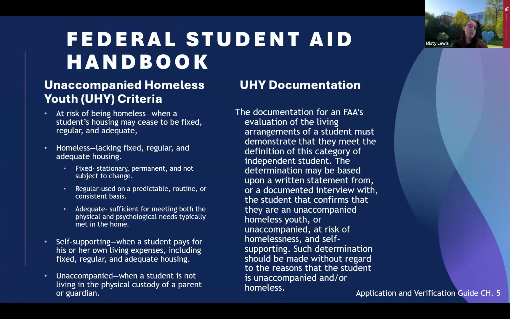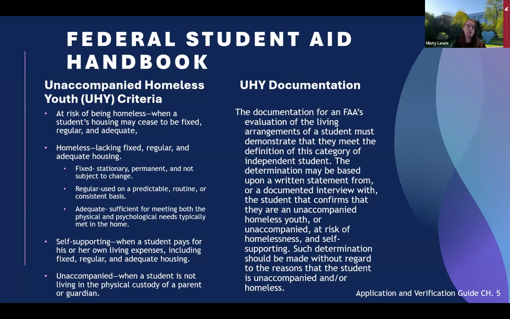The unaccompanied homeless youth criteria is that they could be at risk of homelessness. This means their housing that they currently have may cease to be fixed, regular, and adequate. The homeless of lacking fixed, regular, and adequate housing, with fixed defined as stationary, permanent, and not subject to change. Regular is used on a predictable, routine, or consistent basis, and adequate means they are sufficient for meeting both the physical and psychological needs typically met in the home. And self-supporting is when a student pays for his or her own living expenses, including fixed, regular, and adequate housing. And then that unaccompanied definition of not living in the physical custody of the parent or guardian.